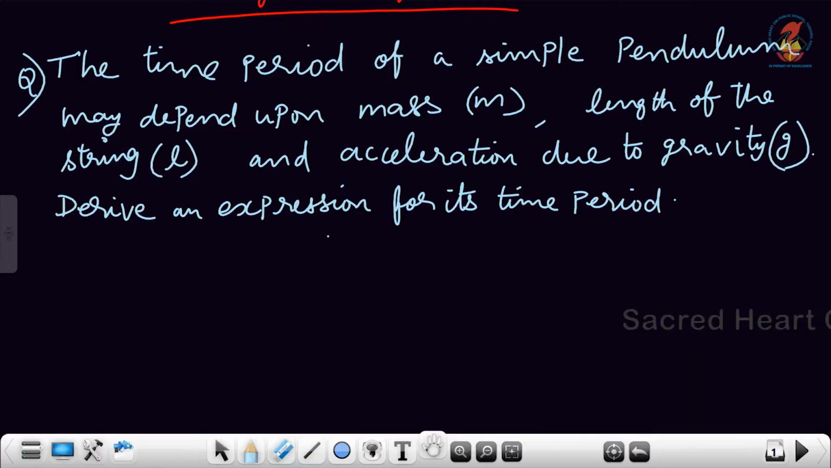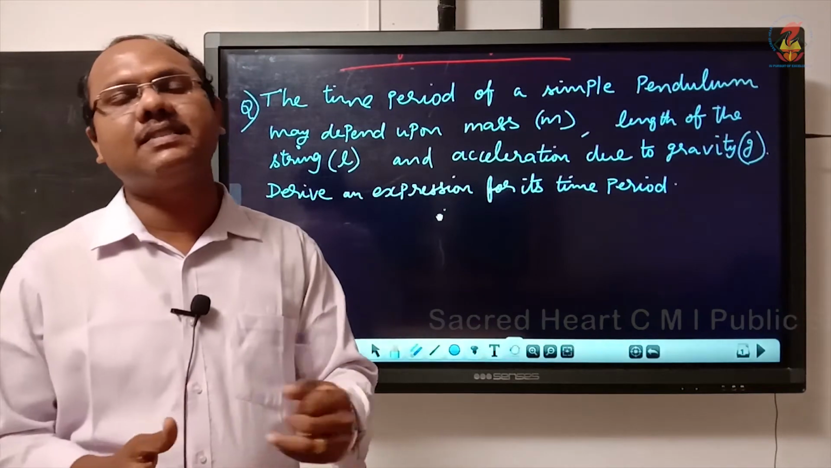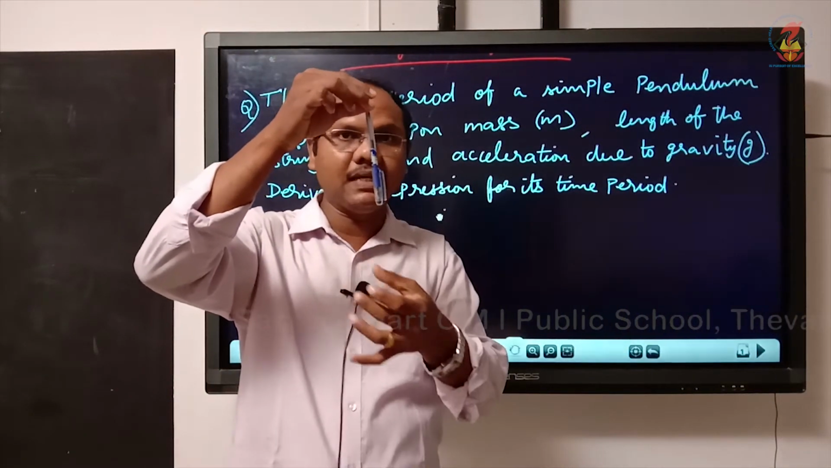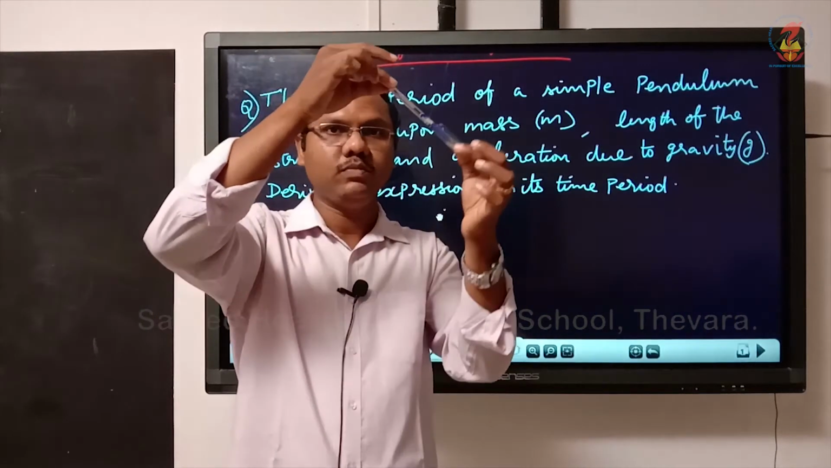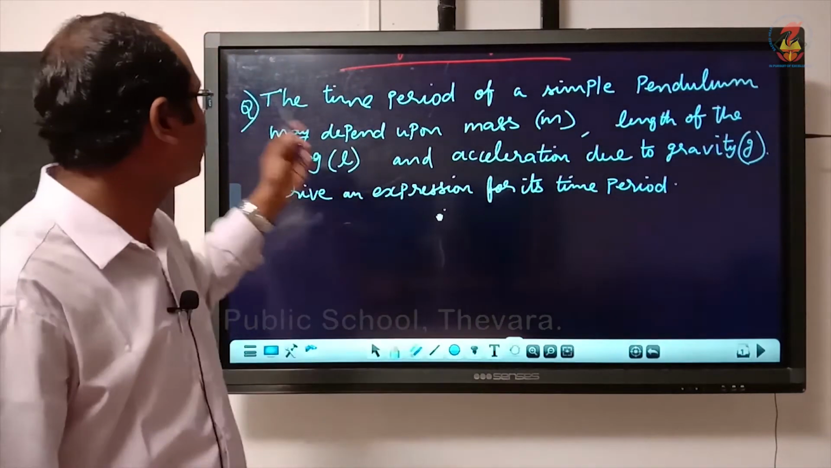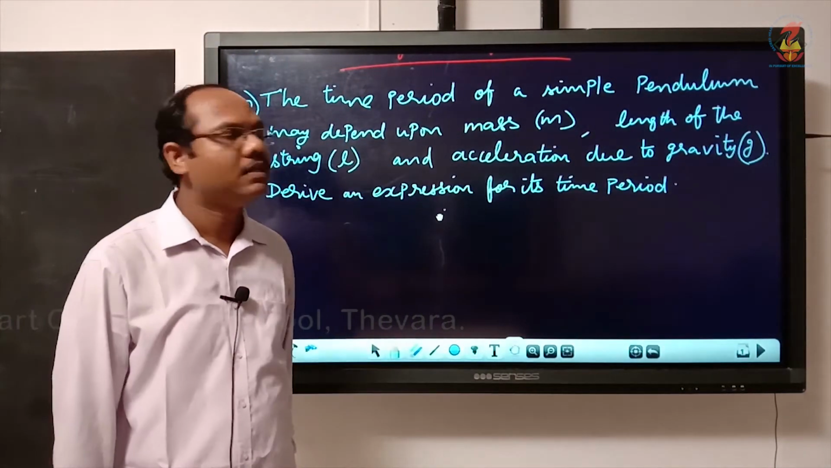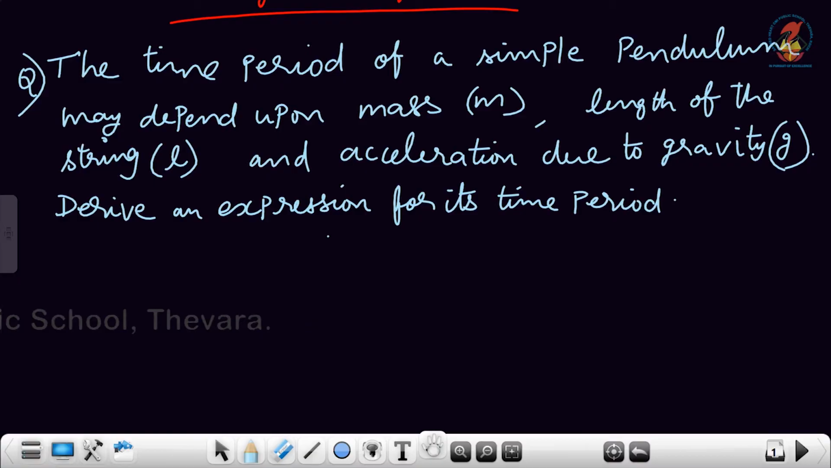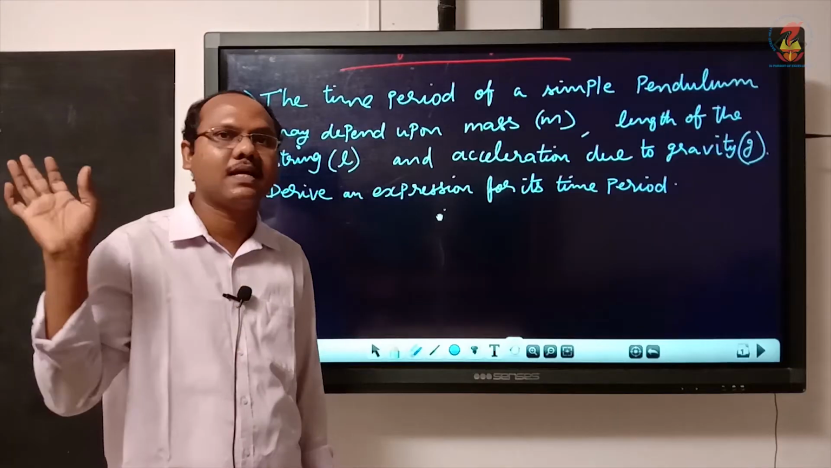The time period of a simple pendulum. You know what is a simple pendulum? There is a bob which is attached to a string and it oscillates to and fro. That is called a simple pendulum. So the time period of oscillation of a simple pendulum depends upon the mass, the length of the string and acceleration due to gravity. Derive an expression for the time period. So they will ask the question like this, derive an expression.